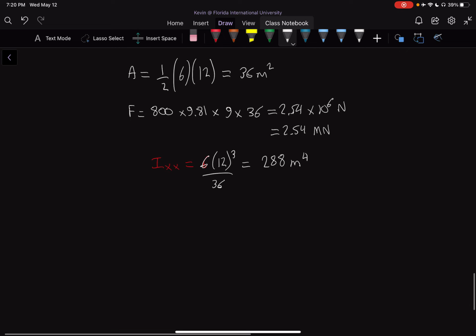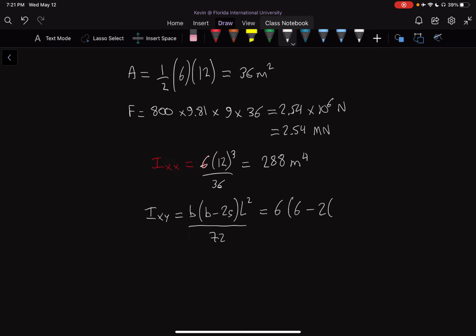Now, for IXY, our calculation is a little bit more complicated because we have the equation that says B times B minus 2S times L squared over 72. So the base is, like we said, 6 meters multiplied by 6 meters minus 2 times S. So let's go look at S.